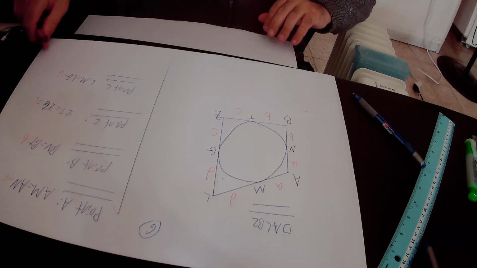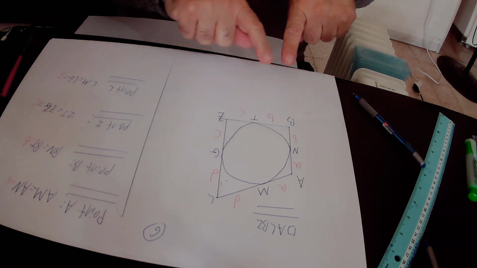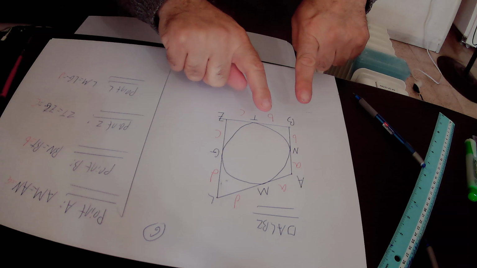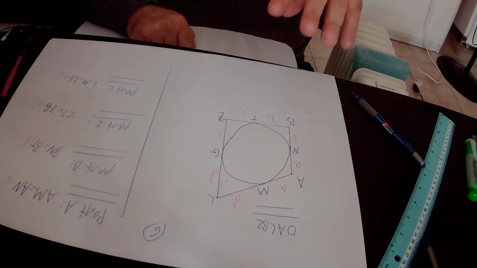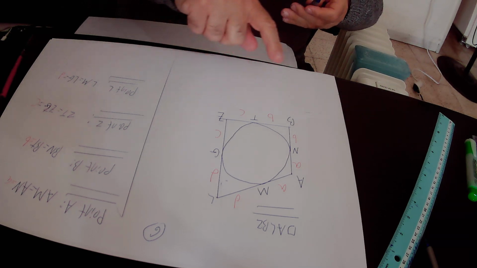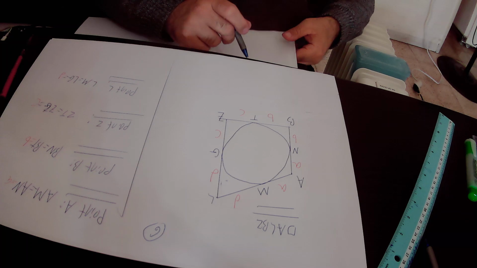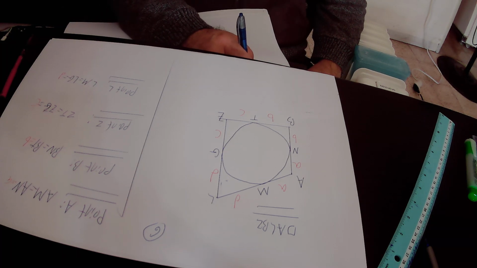So, in the next step, we will add side AL to side BZ, in this quadrilateral ALBZ. So AL plus BZ. What is the value of AL plus BZ?